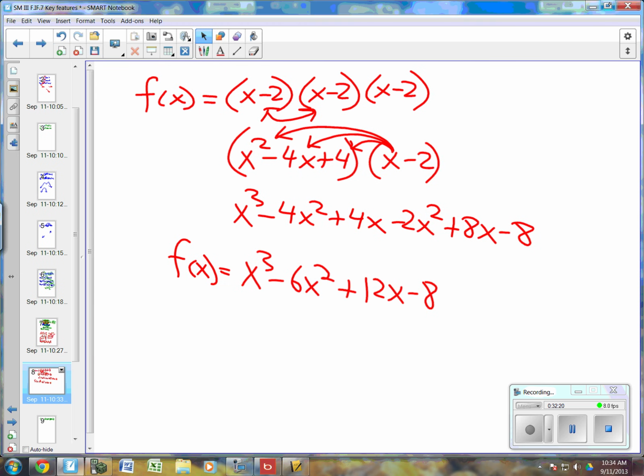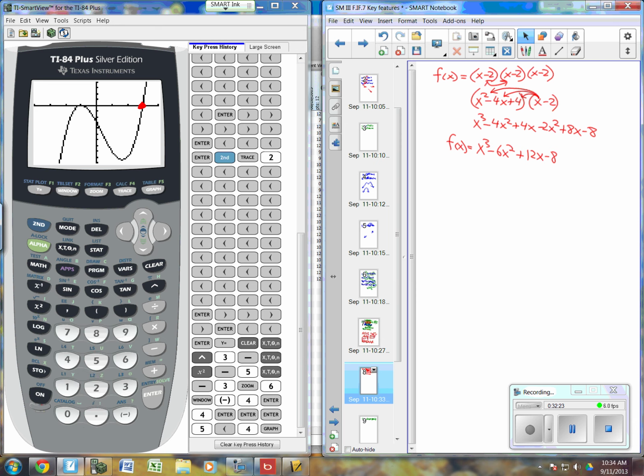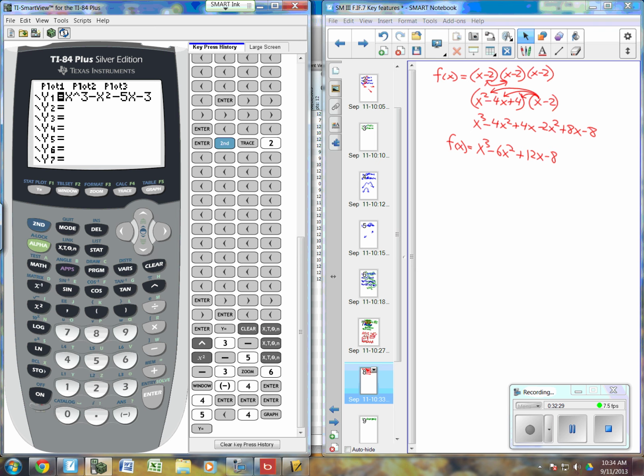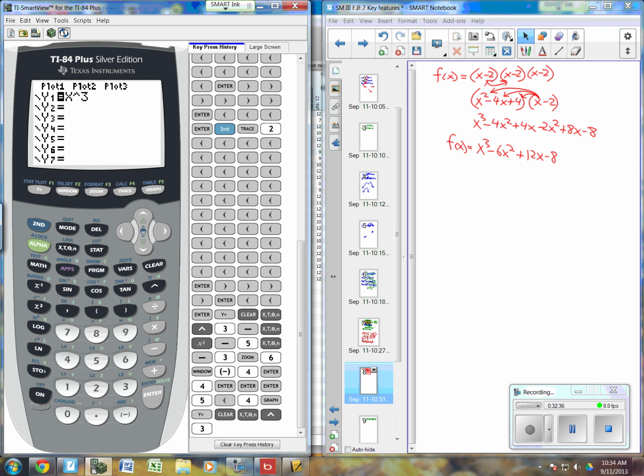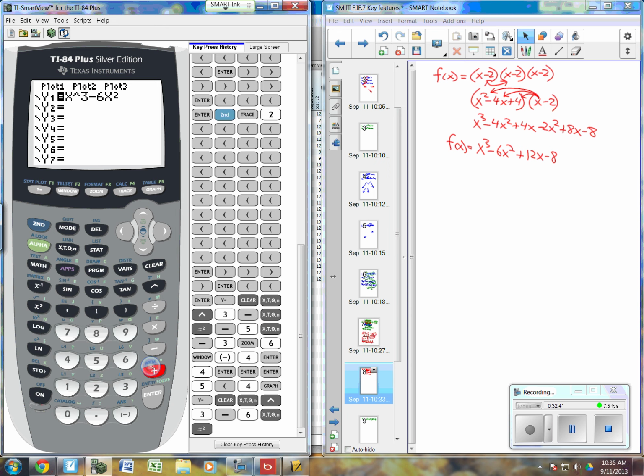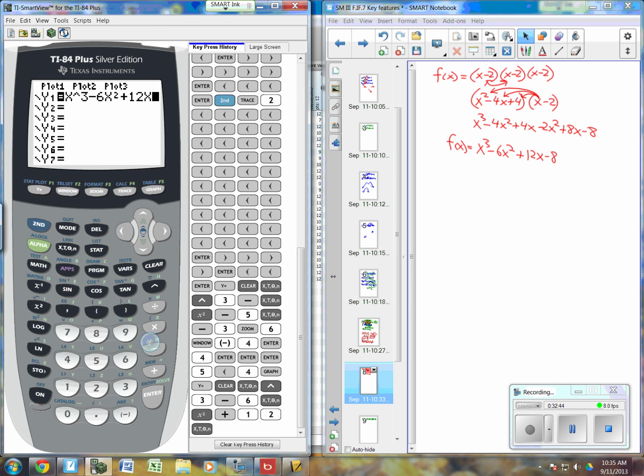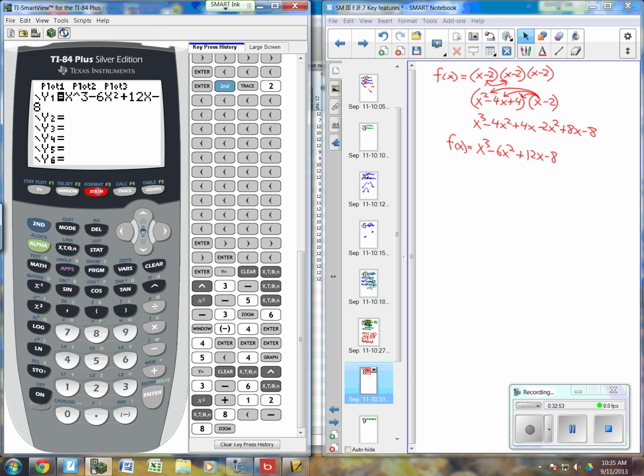Okay, let's graph it in the calculator and see what it looks like on a graph. Should we do that? So x cubed minus 6x squared plus 12x minus 8. Whoops. Okay, so I'm going to hit zoom 6 to graph it initially. Okay, we're going to have to really zoom in on that, aren't we?